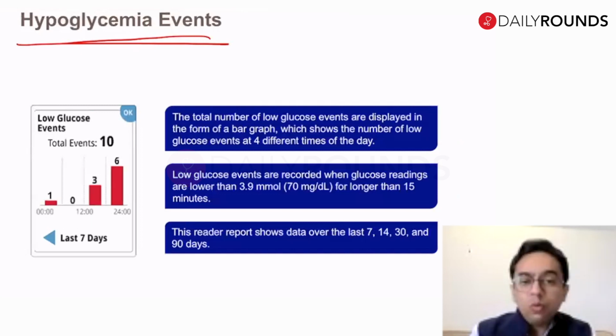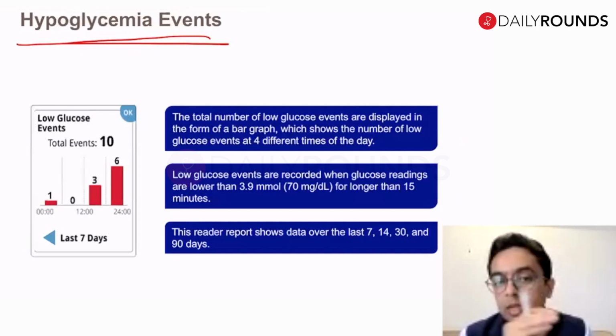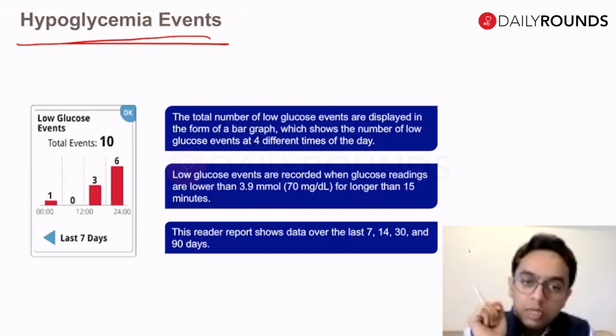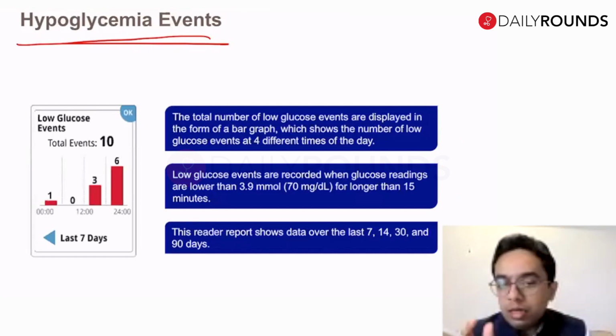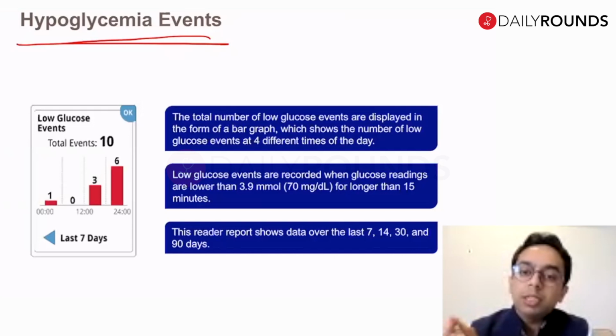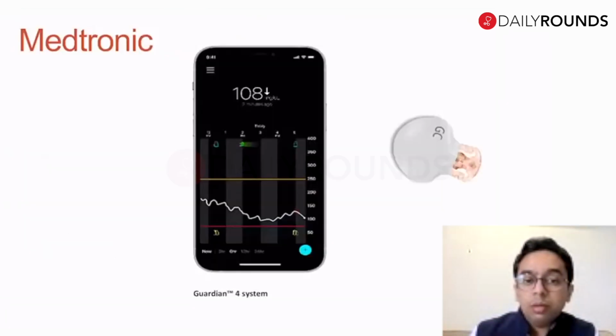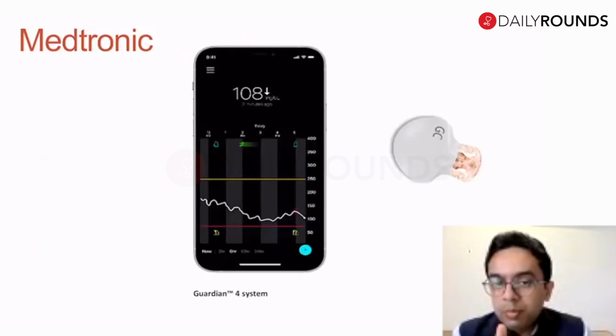Then it will give you hypoglycemic events. Again, you can change the settings here. You can make a slightly higher range for hypoglycemia, and it will give you that. It will again divide into 6 hours for 4 quartiles, and it will tell you how many times the patient has developed hypoglycemia. Coming to the Medtronic, this is about the Libre.